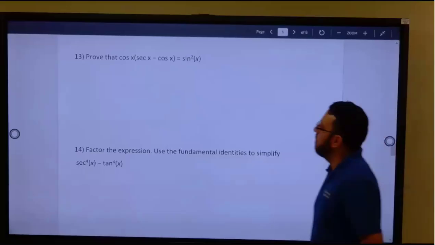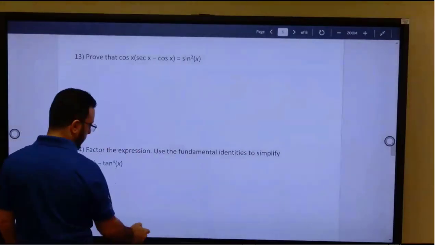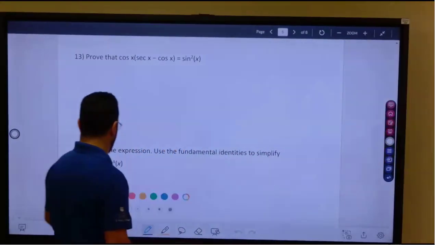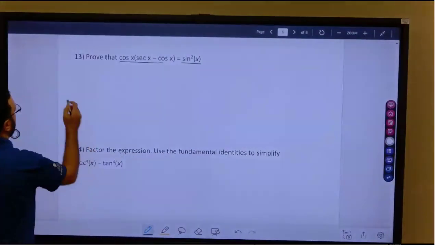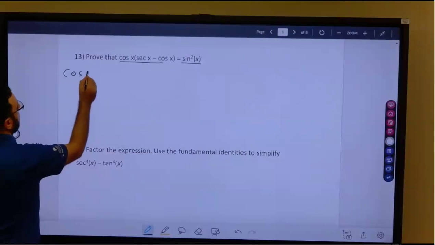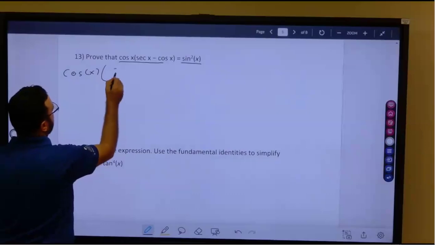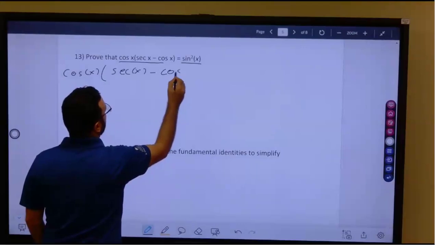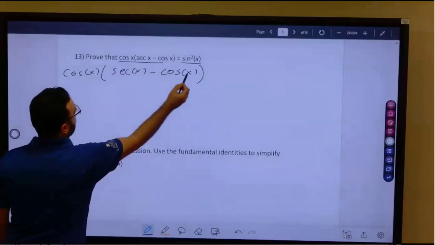So let's just start with example 13. How we're gonna prove that this side equal to the other side. This side equal to the left side. So first thing I'm gonna write down cosine x. You can keep it in parentheses, it's fine. And here is secant x minus cosine. Because this one is an angle for the secant, this one is an angle for the cosine.